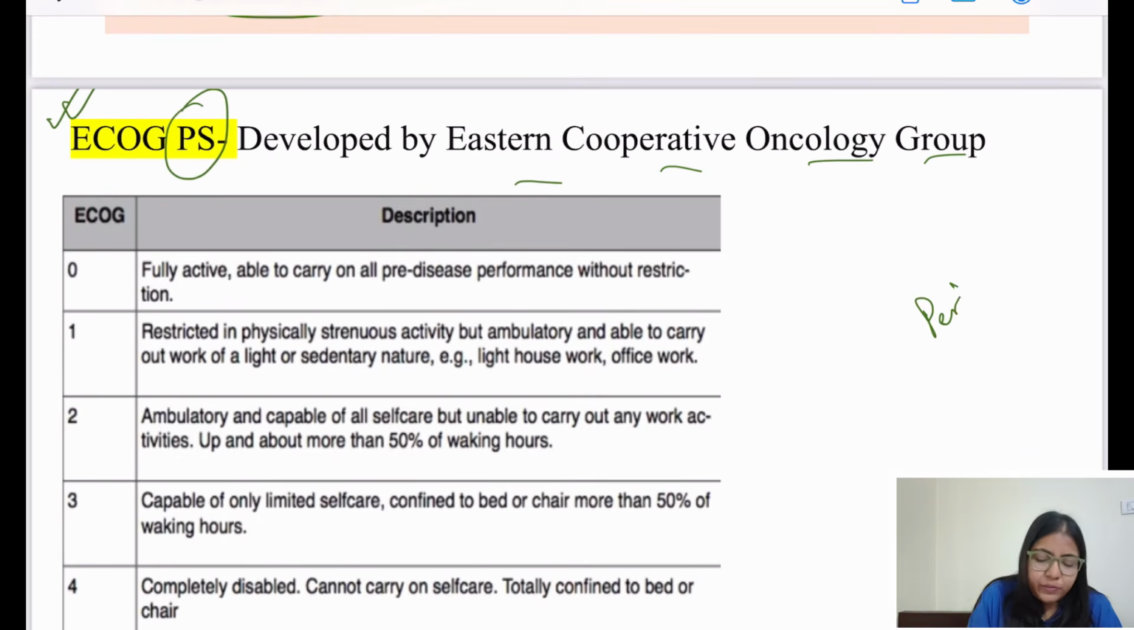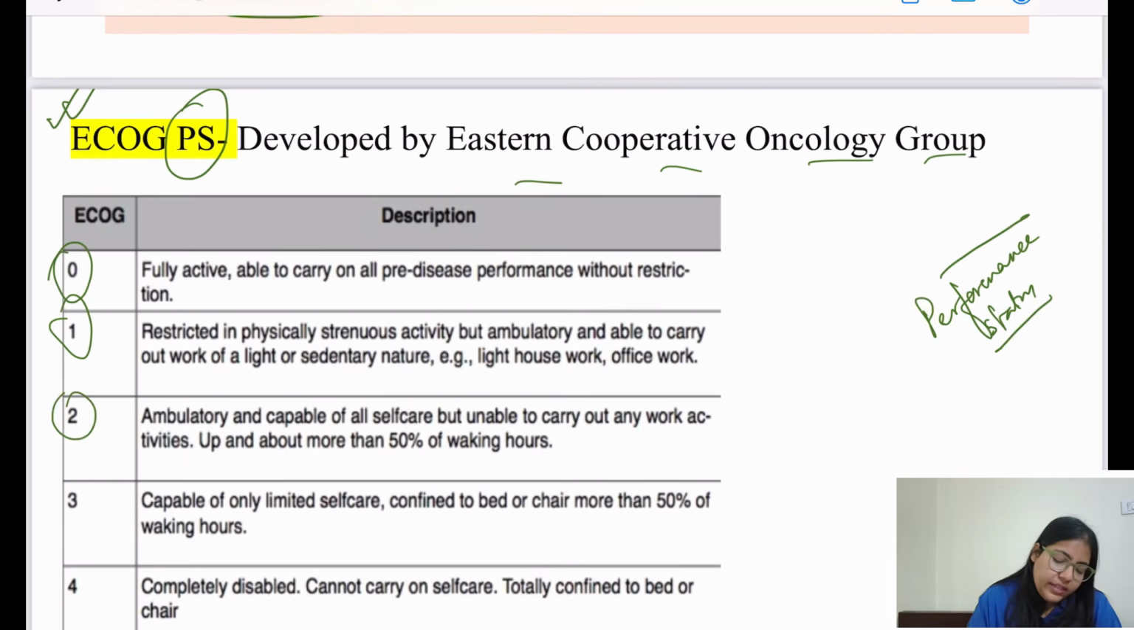And PS is performance status. So what is the performance status of the patient? If the patient's performance status is not good, then it is unlikely she will tolerate the surgery. In gynae oncology the surgery is vast and extensive, so the morbidity increases if the performance status of the patient is not good. So we need to do this to know if a patient is fit for surgery, and also to prognosticate the patient. It ranges from score 0, 1, 2, 3 and 4.